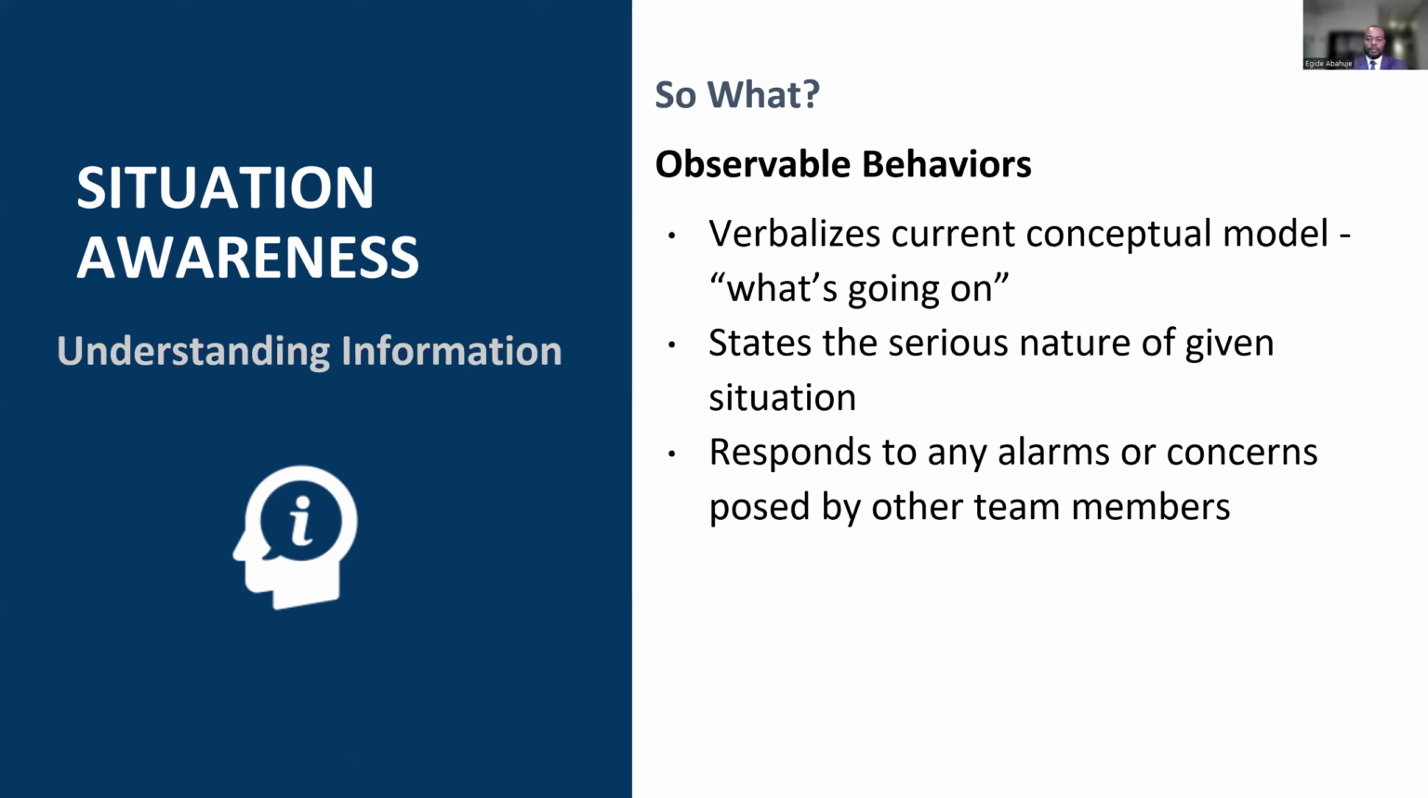Then you may say the patient had low hemoglobin before the operation. Now he has lost a large amount of blood. He is hypotensive, so it's not safe to proceed with the procedure before we fix the anemia or the hypotension. So some of the observable behaviors would be verbalizing the current conceptual model, like what's going on, and stating the serious nature of the given situation. For example, the patient is hypotensive, his preoperative hemoglobin was low, and he lost a lot of blood. If we don't transfuse, the patient may deteriorate.